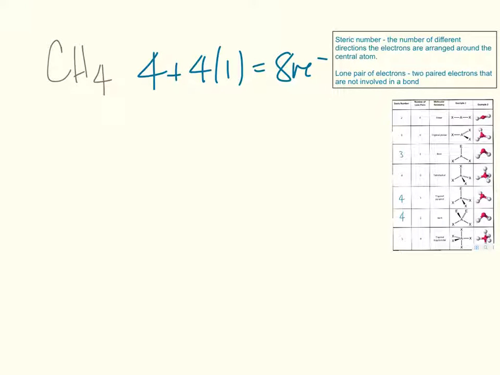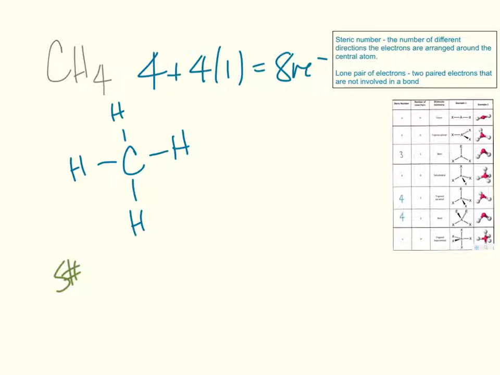Alright, so carbon is going to be the central atom, and then we've got 4 hydrogens to bond in. So that's going to be 2, 4, 6, 8 valence electrons, so they're all out there. Alright, and so next we have to find the steric number. And the steric number is going to be 1, 2, 3, 4 because the electrons are arranged in 4 different places around the central atom. And the number of lone pairs is going to be 0.